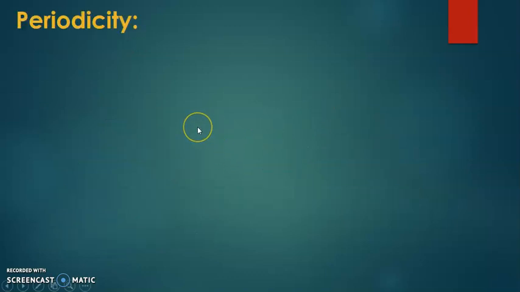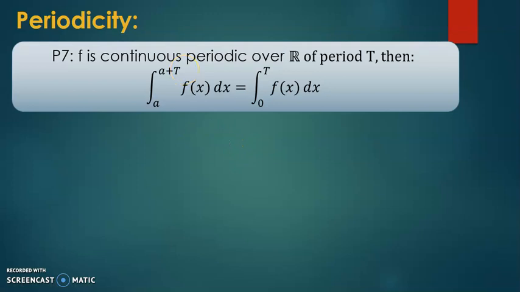Now the last property is periodicity. So if f is continuous and periodic over R of period T, then the integral from a to a plus T of f of x dx is the same as the integral from 0 to T of f of x dx. What does this mean? This means if the difference between the boundaries is equal to the period of the function, so here a plus T minus a will give you T, which is equal to the period of the function, it's the same as the integral from 0 to big T of f of x.